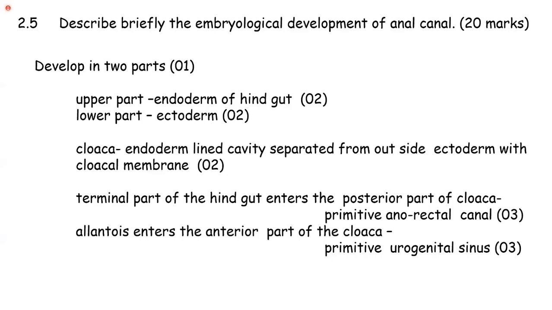And to this structure, the cloaca, two tracts open: the terminal part of the hindgut and part of the urogenital sinus, right? That communicates with the allantois, right? So the anterior part is the urogenital, the posterior part is anal, anorectal, right? So highlighting all these things will carry marks for each and every step, right?